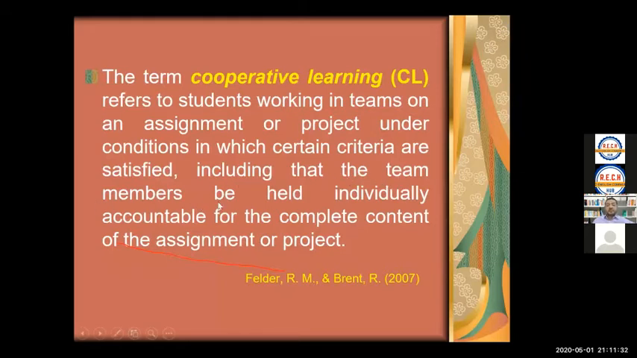Including that the team members be held individually accountable for the complete content of the assignment or project. So if I have teams, every member in the team has responsibility. That's according to Felder and Brent 2007.